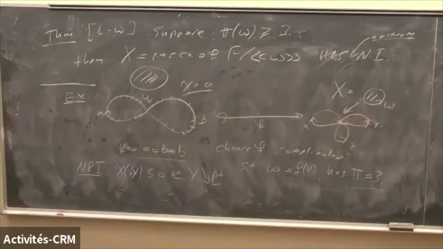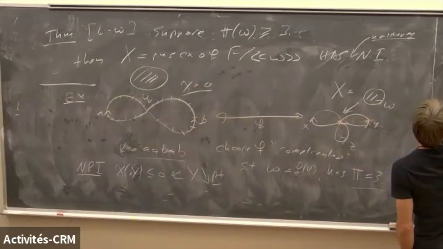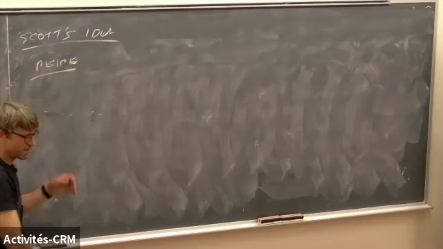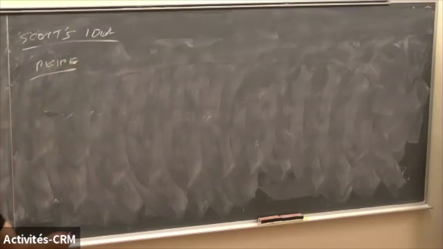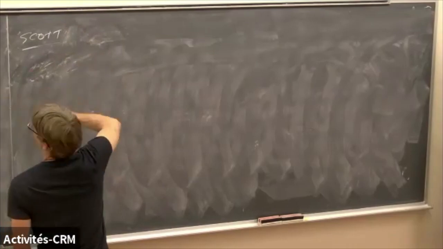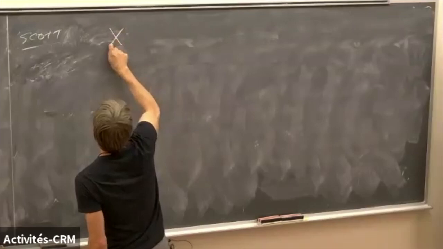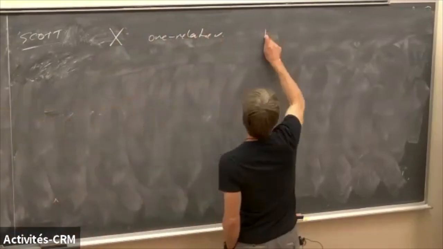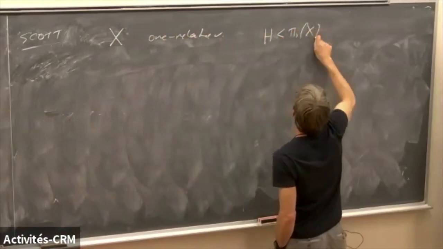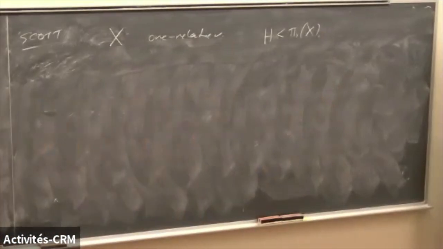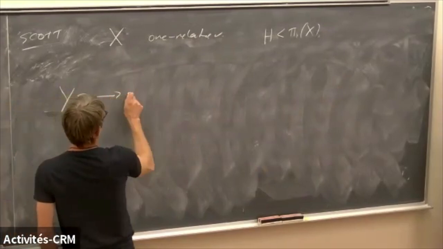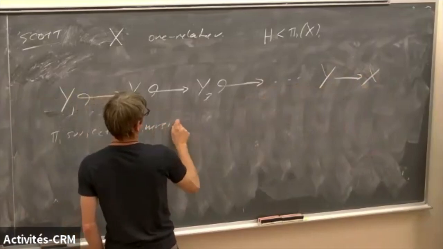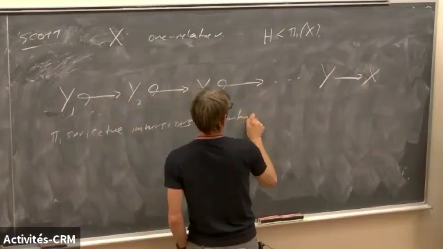Okay, so let me talk about Peter Scott. Our recipe kind of follows his idea. We start with a presentation complex of a one-relator group, and we take a subgroup H. Our first move is to construct a sequence of pi one surjective immersions representing H.